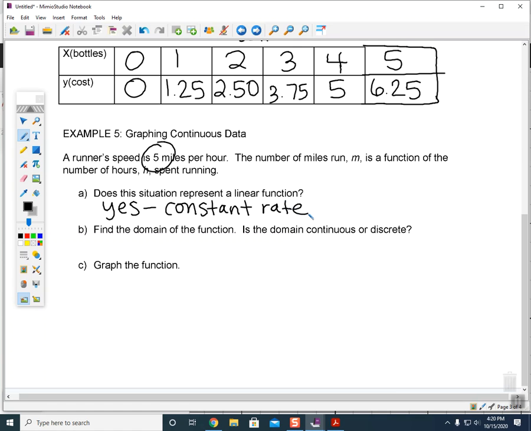Okay, my domain of my function. So in my first case, my domain was discrete, right? Because I could only buy whole bottles of orange juice. The domain of this one is how many miles I have gone. And I can run any number of miles, right? Like I could run 1.25 miles. I could run 3.6 miles. I can run any of those things. So this is going to be a continuous domain.